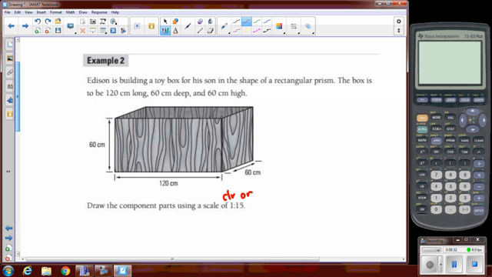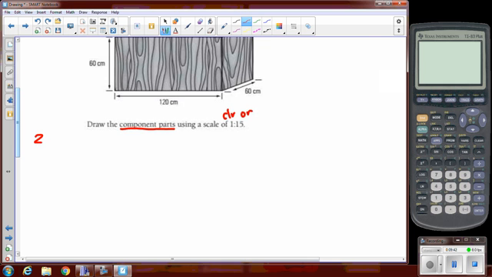Now, it says component parts. This isn't the views. We don't want the front, the back, the side, the bottom, all of that. It's just the components. And if we look at this toy box, there's actually only 2 components to the toy box.